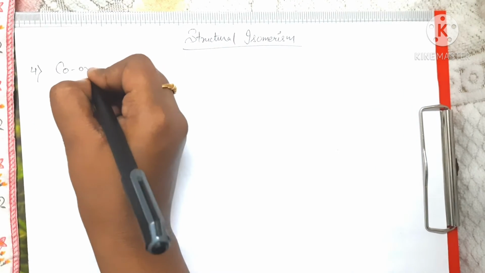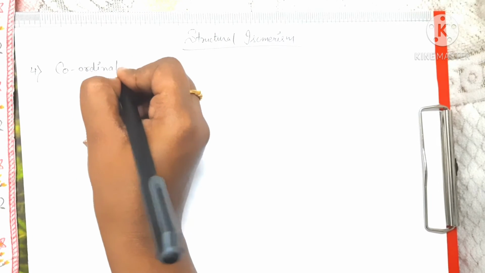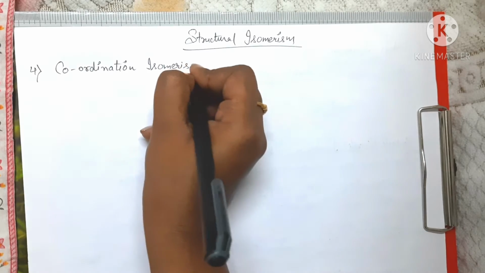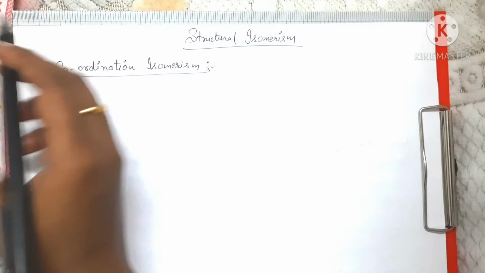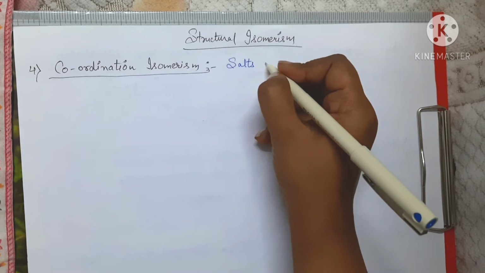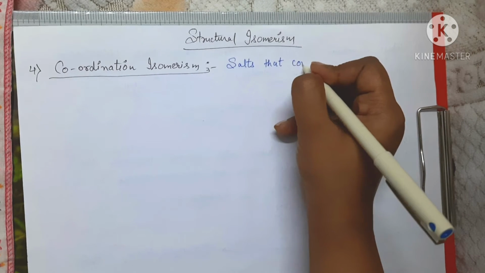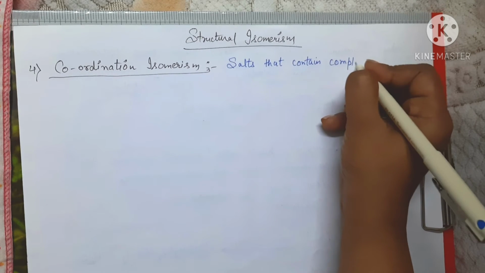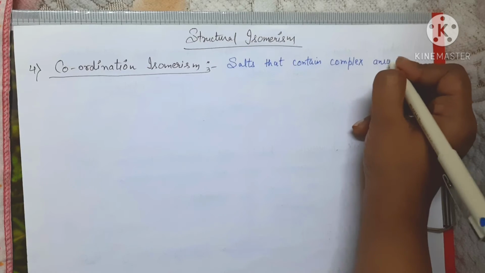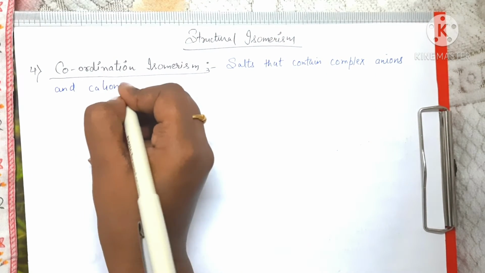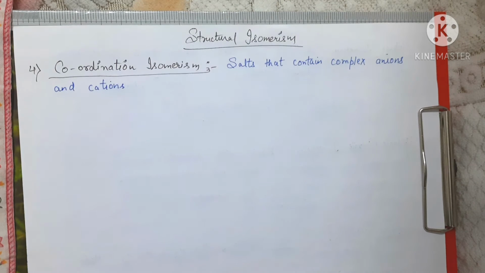coordination isomerism. Basically, the salts that contain complex cations as well as anions, these are going to show the coordination isomerism.